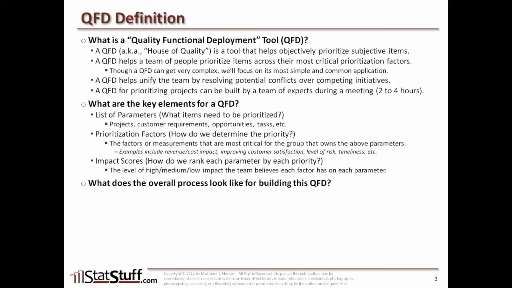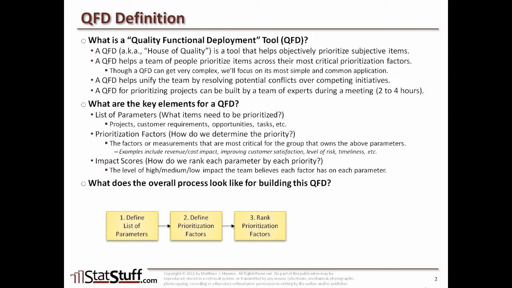you can follow through the team meeting to help you build this QFD with them. The first step basically is defining the list of parameters. Again, that's one of the first key elements identified here for QFD. After that, you would define the prioritization factors. The third is to rank the prioritization factors. And then fourth, we're going to score each of the parameters per factor. And the last step is basically to calculate and sort those parameters by score.